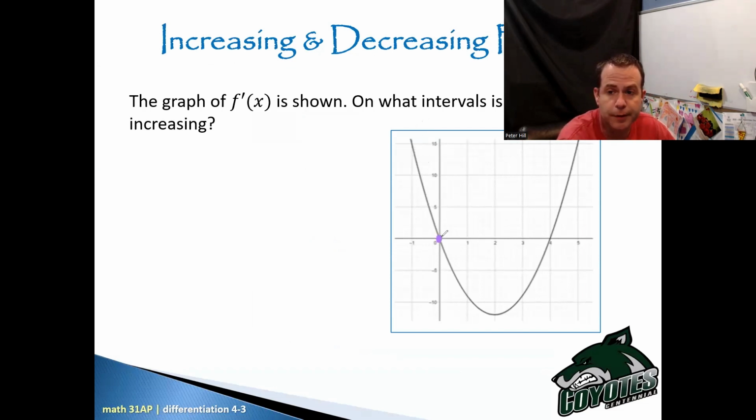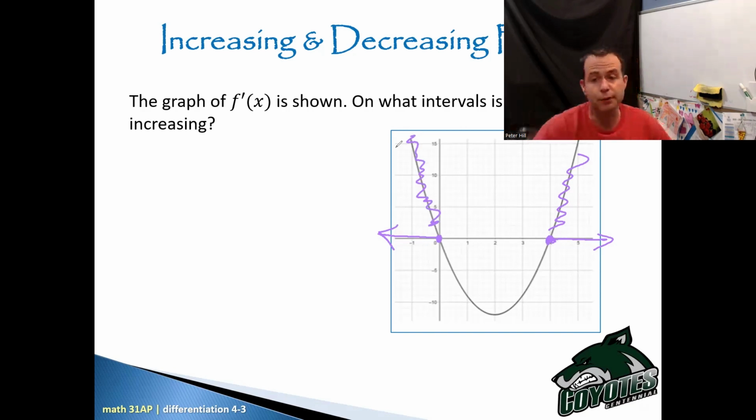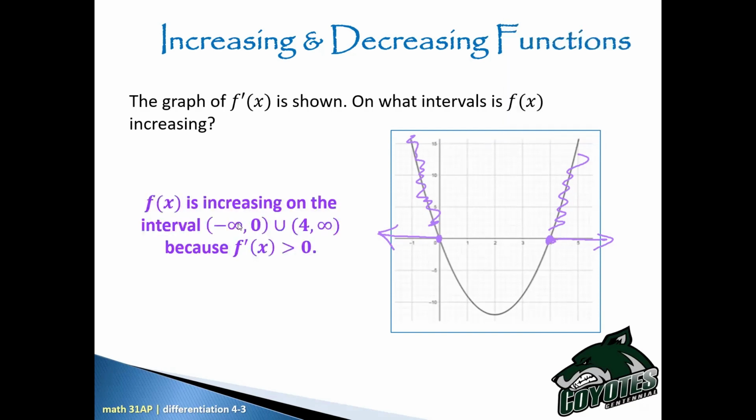So the derivative is positive from there down and from 4 to the right, right? The derivative is positive here and positive here. And so when the derivative is positive, the original function would have been increasing. So I'm going to say from -infinity to 0 in union with 4 to infinity. Okay, -infinity to 0 in union with 4 to infinity.